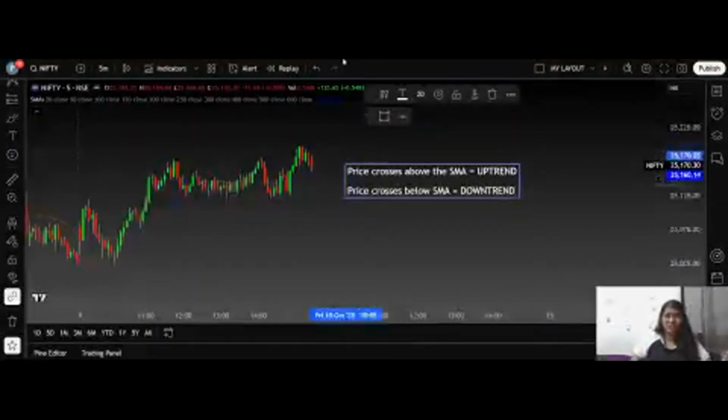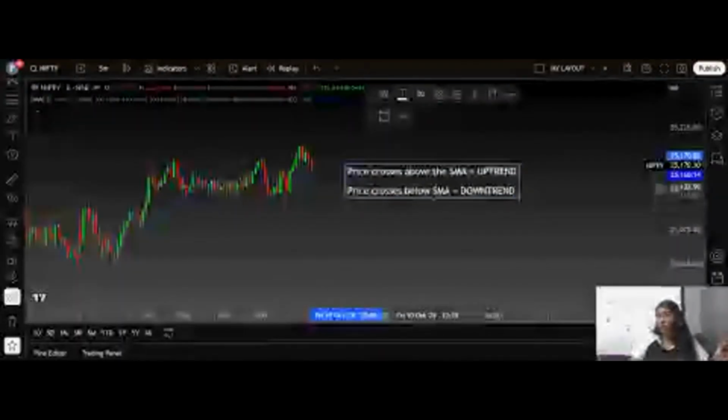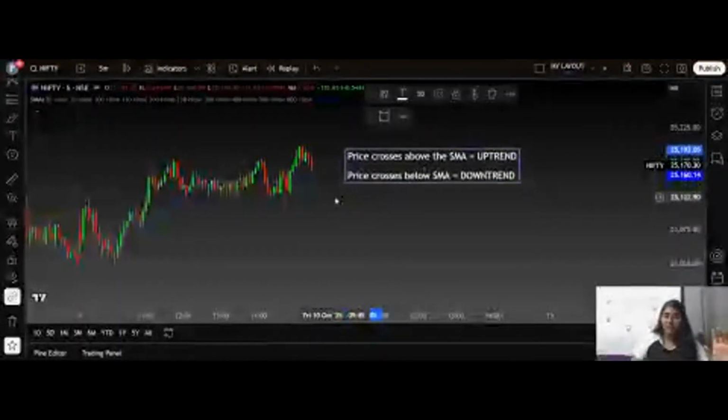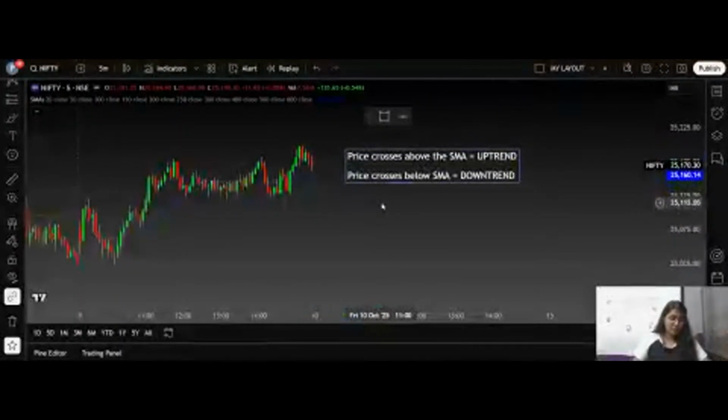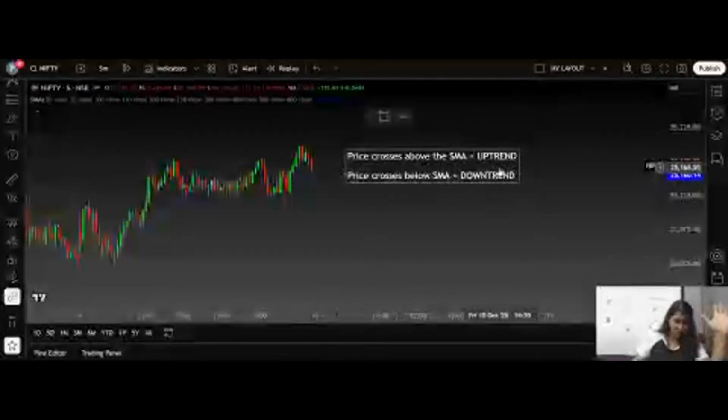Is it right or wrong? You have to backtest it. I always say you have to backtest it. Whether this is right, wrong, good or bad, I am only going to explain the theory and the formulas and mathematics behind it. You are going to see what's right or wrong. So if price crosses over the SMA, it's an uptrend. If price crosses below the SMA, this shows a downtrend.